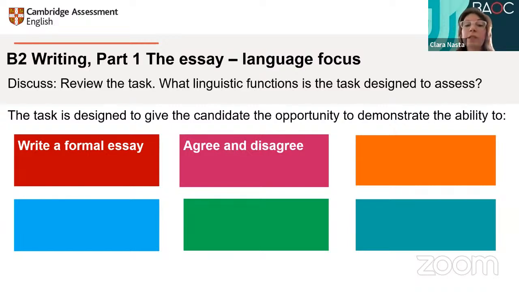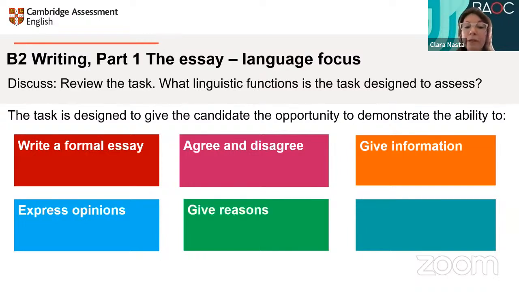They would need the right language, the right cohesive devices. They will probably be asked to give information in order to then express opinions regarding that information. So: opinions, agreeing and disagreeing, giving information to introduce a topic, giving reasons to support the opinion, and if there are 2 positions, they will have to be able to compare and contrast those ideas.